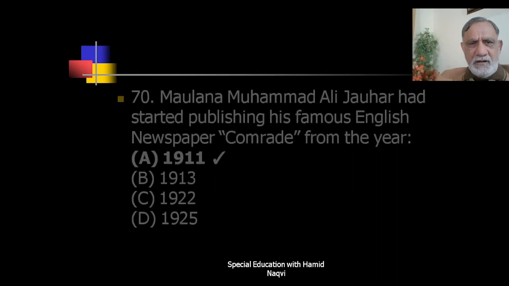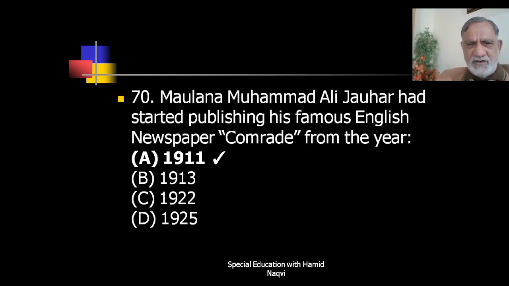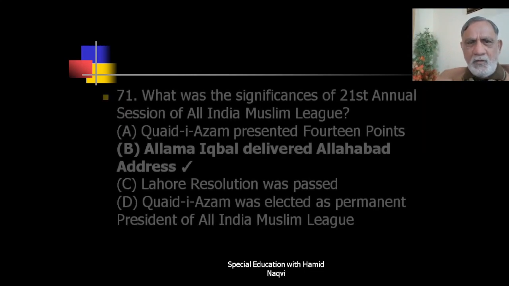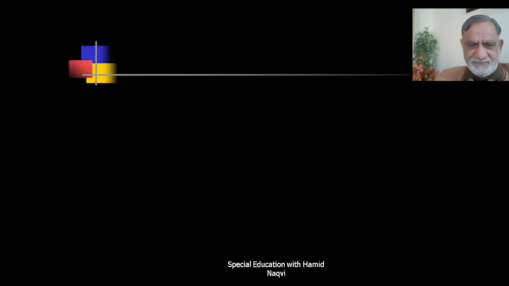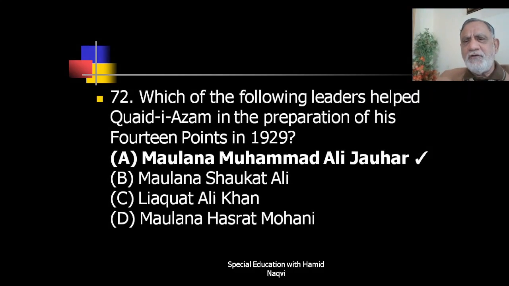Maulana Muhammad Ali Jauhar started publishing his famous English newspaper Comrade from which year? It was the year 1911. What was the significance of the 21st annual session of the All India Muslim League? It was Allama Iqbal delivered the Allahabad address. Which of the following leaders helped Quaid-e-Azam in the preparation of his 14 points in 1929? It was Maulana Muhammad Ali Jauhar.